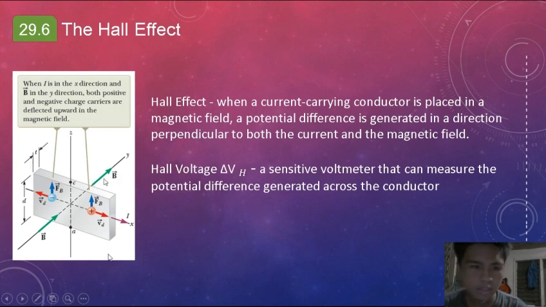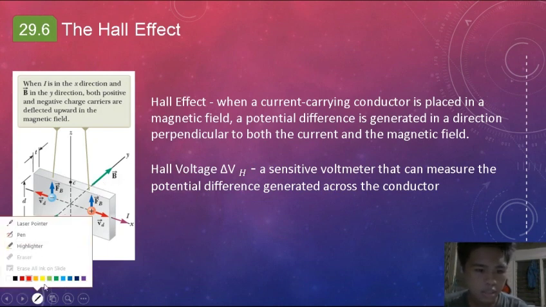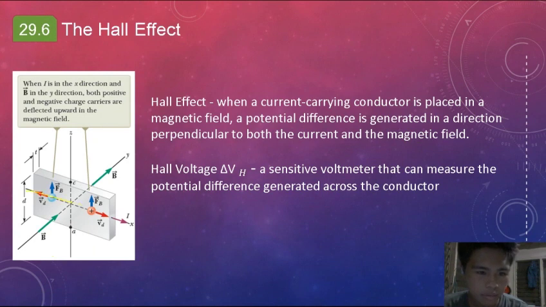So you can see in our figure here that the current I is in the x direction, and the magnetic field B is in the y direction. Both the positively and the negatively charged carriers are deflected upward, making the force perpendicular to magnetic field B and its velocity. So the Hall voltage is measured by a sensitive voltmeter that can measure the potential difference generated across the conductor.